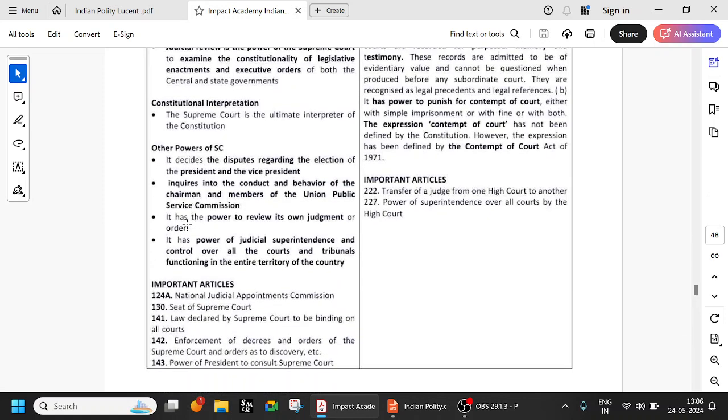Other powers of the Supreme Court: it decides the disputes regarding the election of the president and the vice president. Election of MPs and MLAs goes to the High Courts. Election of president and vice president, any dispute will go to the Supreme Court. It inquires into the conduct and behavior of the chairman and members of the Union Public Service Commission. Okay, it has the power to review its own judgment or order.